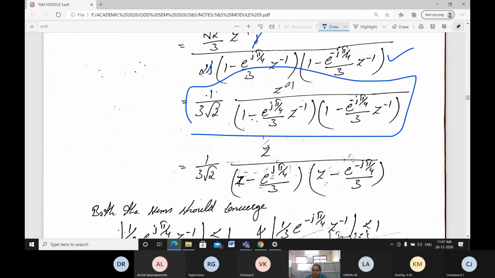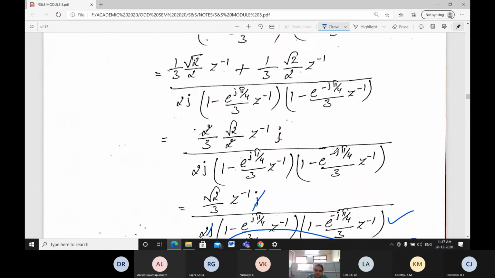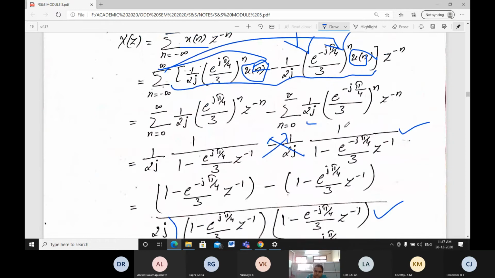Then this z inverse I can write as 1 divided by z, right? Here also 1 by z I can write, here also 1 by z I can write. Then take the LCM and go for the simplification. Then you will be getting 1 divided by 3 into root 2 z divided by z minus e raised to j pi by 4 by 3 into z minus e raised to minus j pi by 4 divided by 3.